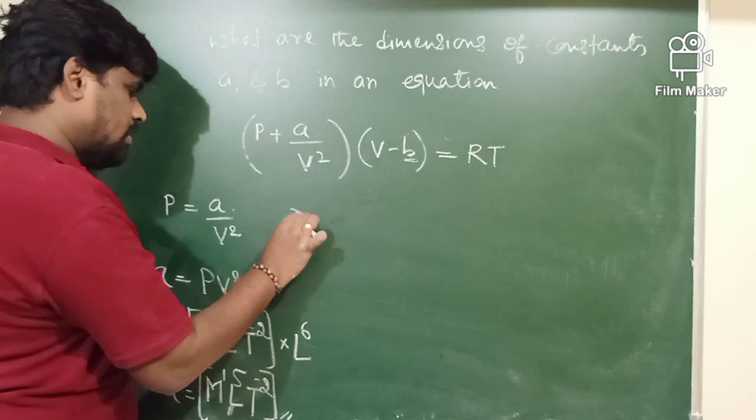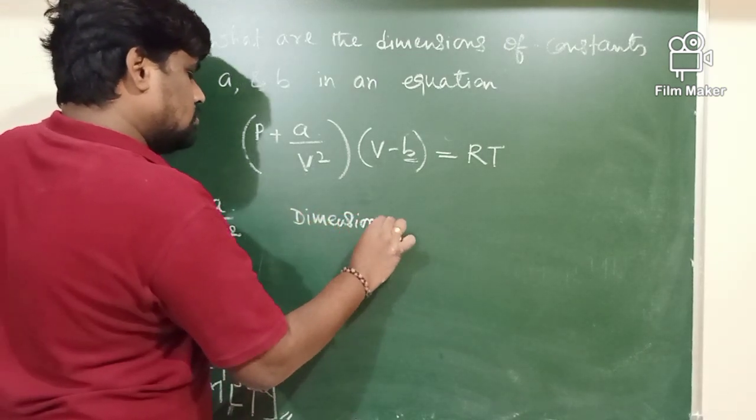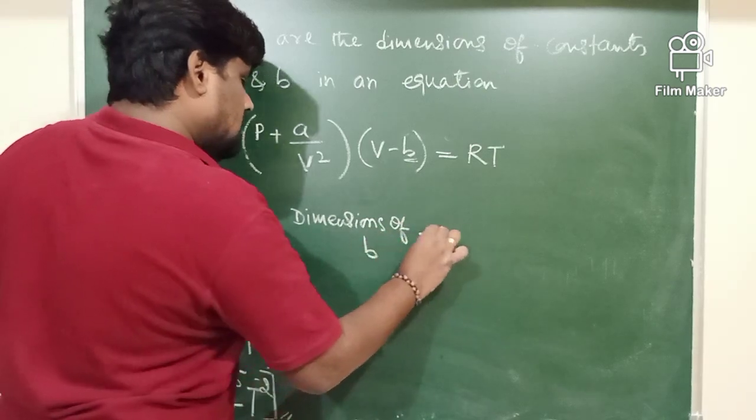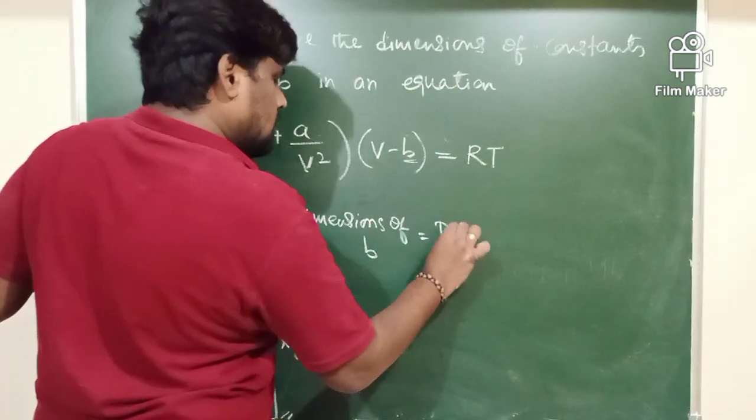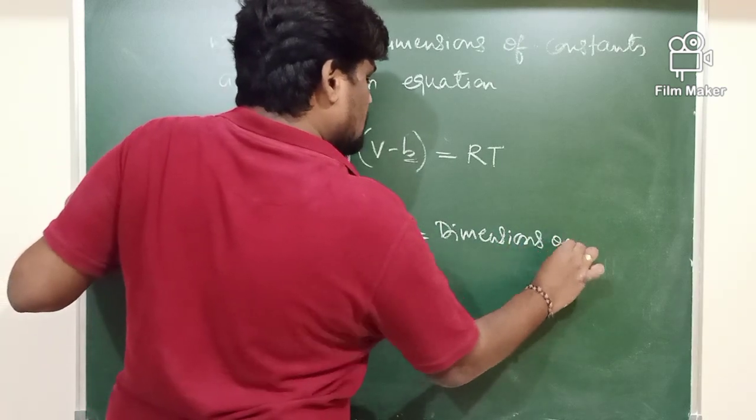So the dimensions of B is equal to the dimensions of V.